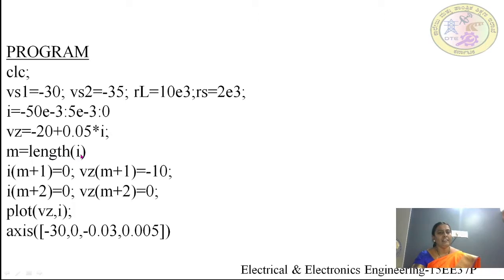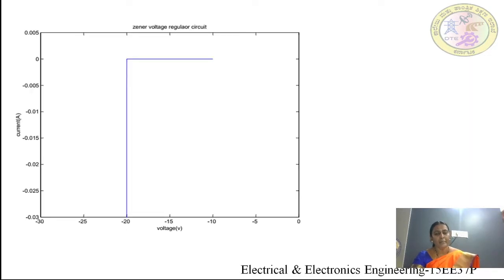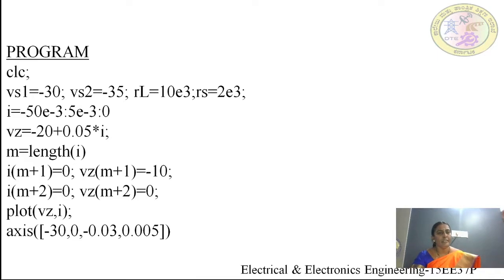After calculating the value of M, which is the length of I, let us take I of M plus 1 is equal to 0, and Vz of M plus 1 is equal to minus 10. These are the values for the plot. That is, when I is equal to 0, Vz is equal to minus 10, which is the next point in the graph.